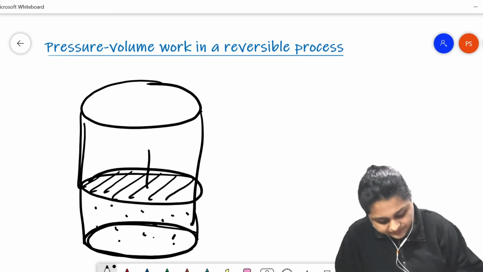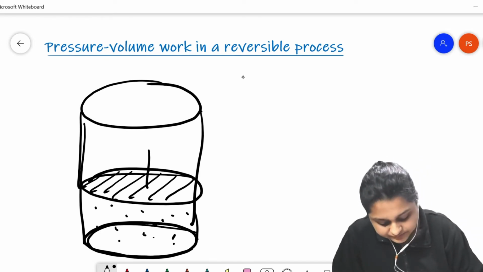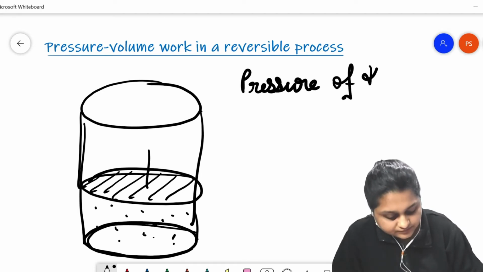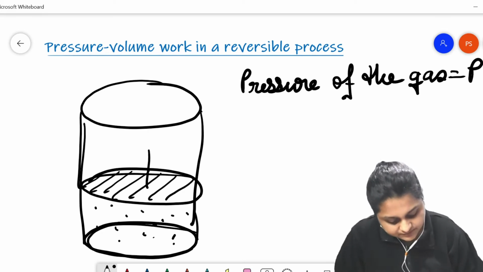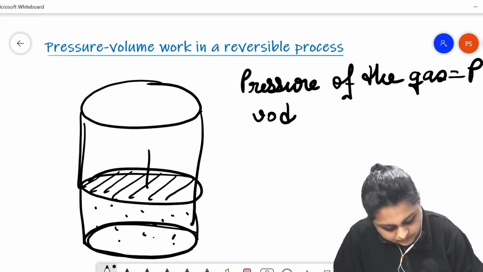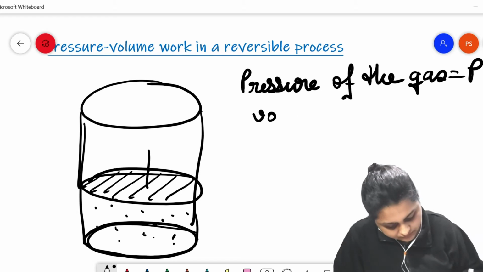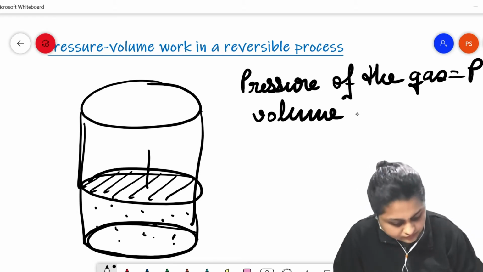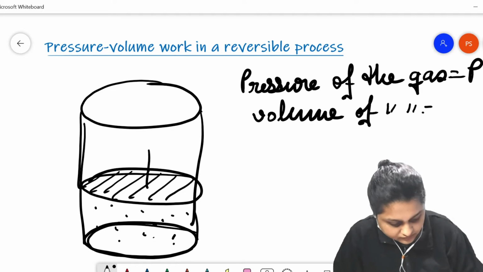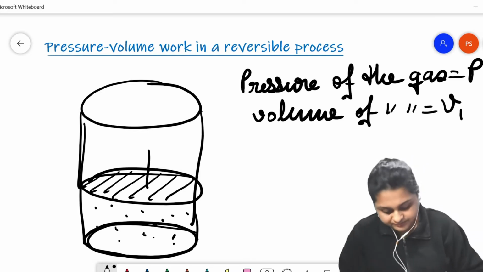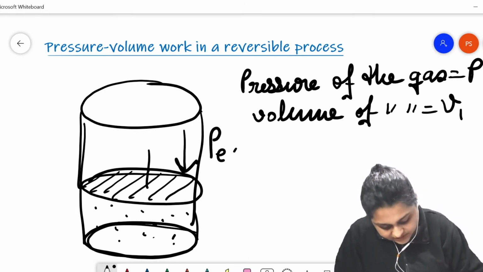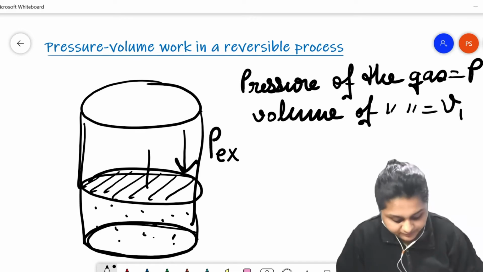The gas has a pressure of the gas, P, capital P. The volume of the gas is V1. Now an external pressure Px is being applied over this piston.